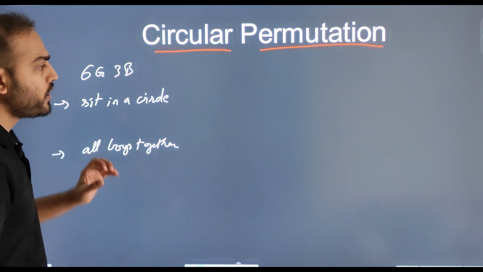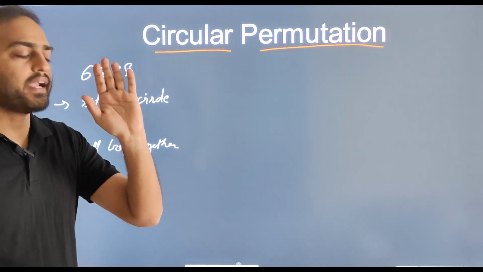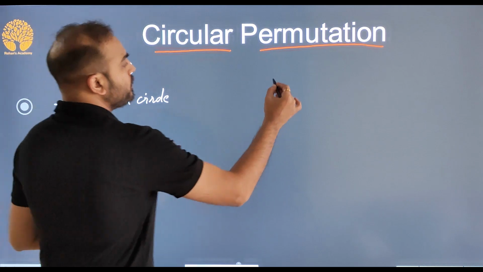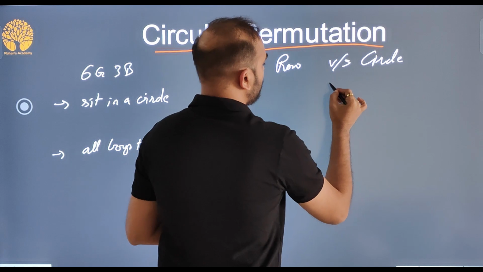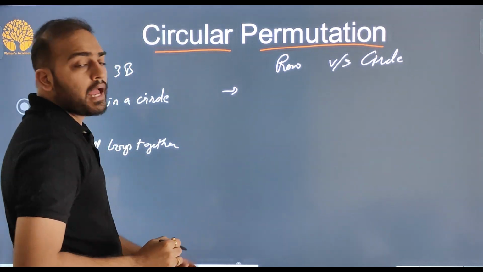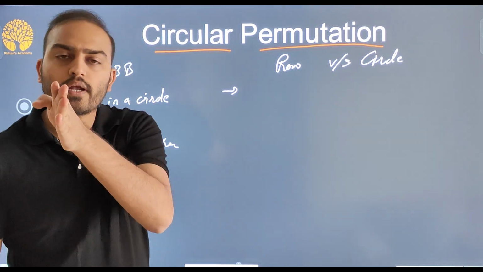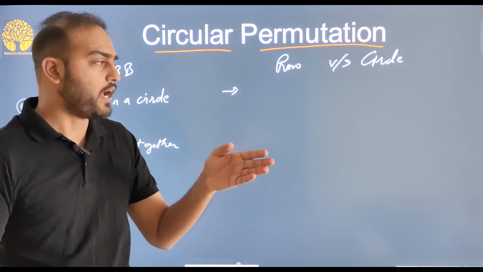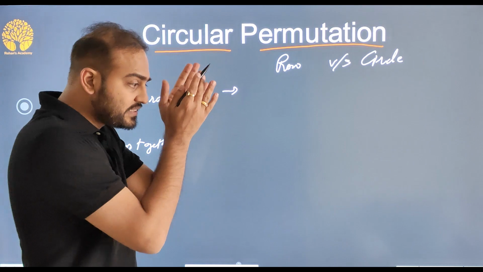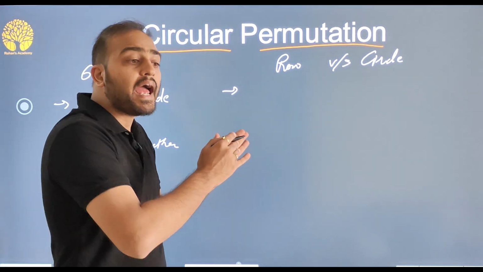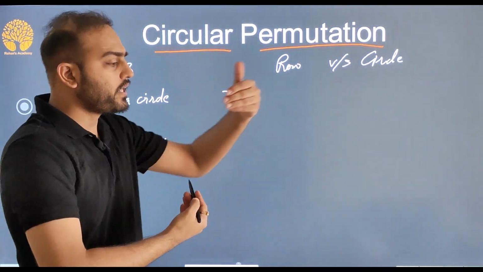So now what happens? When you sit in a circle, these are 9 people. Had they sat in a row, scenario number 1, I would have arranged them either left to right or right to left. Point being, I would have a fixed starting point and a fixed ending point.